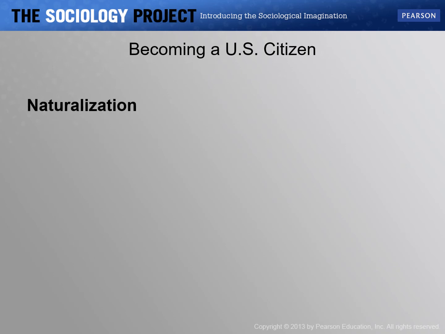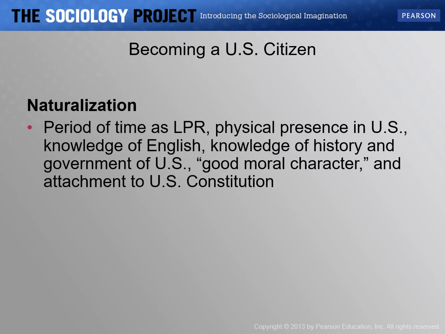Becoming a citizen is a process called naturalization. The requirements include the period of time as legal permanent residents, their physical presence in the United States, knowledge of English, knowledge of history and government in the United States, whether they're of good moral character, and their attachment to the United States Constitution. Interestingly enough, you might turn this question on yourself. How would you do on the naturalization test? Knowledge of government and history, good moral character, and the only difference is that we were born here and they weren't.